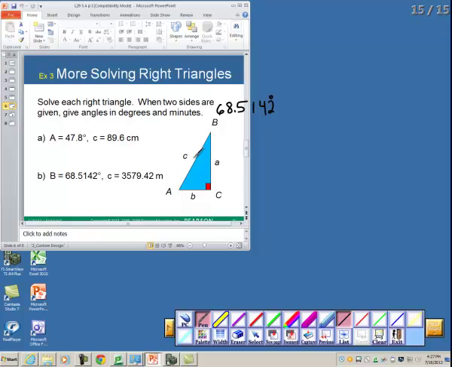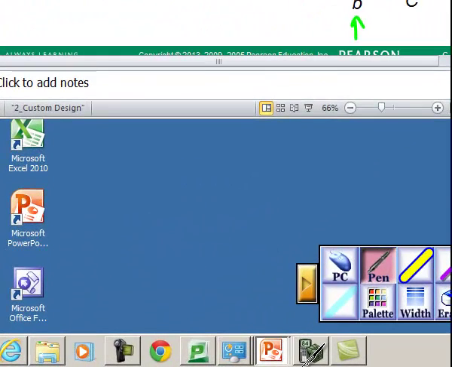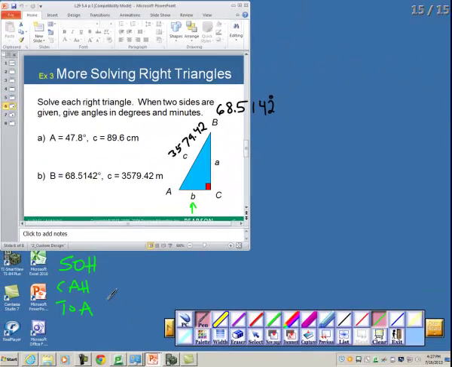So here, side C is 3579.42. So if we wanted to find side B, okay, how would we do that, given what we have? Dylan. Okay, here's our ratios, right? Now, I'll leave it up to you. You can find either side A or side B. All right, what would you do?